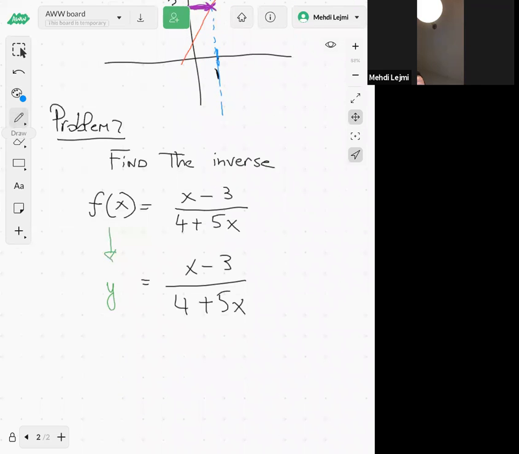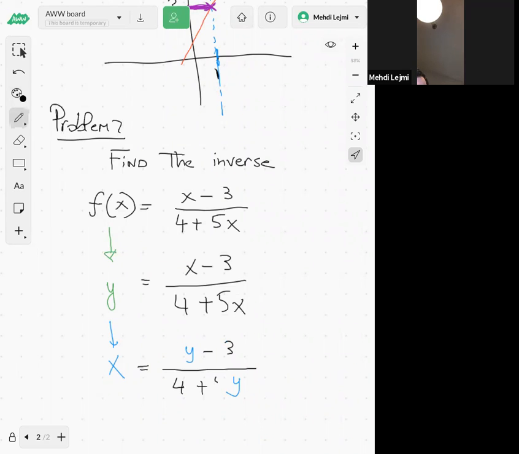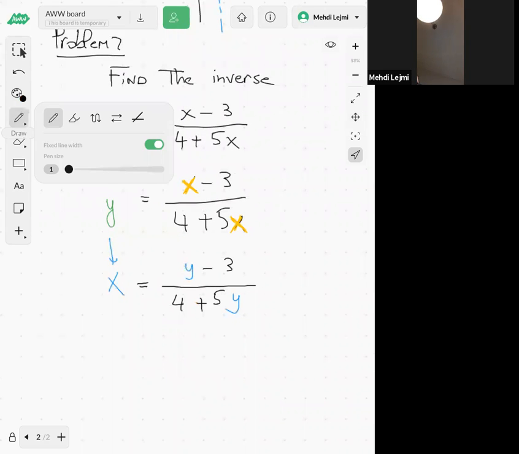So y becomes x, and x becomes y. So this is equal to y minus 3 over 4 plus 5y. Sorry, I just interchanged x and y, right? So this x here becomes y, and the y becomes x. All right, now I have to solve for y. So I guess this is a tricky step. So we have to solve for y.